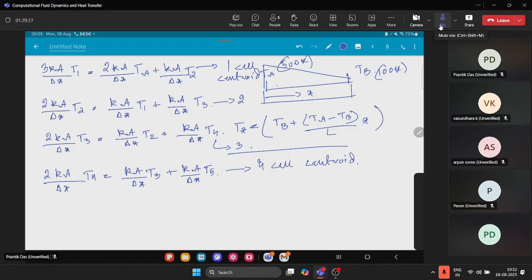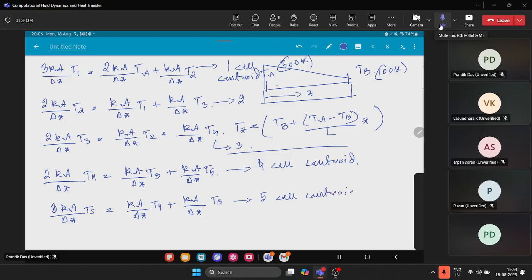For the fifth one, which is on the right hand side of your heat conducting rod, whatever you call it, since we are solving for the temperature itself, that can be treated as a conduction problem without a source term. So this actually becomes 3K by delta x multiplied by T5 equal to K by delta x multiplied by T4 plus 2K by delta x multiplied by Tb. So this is for the fifth cell center.